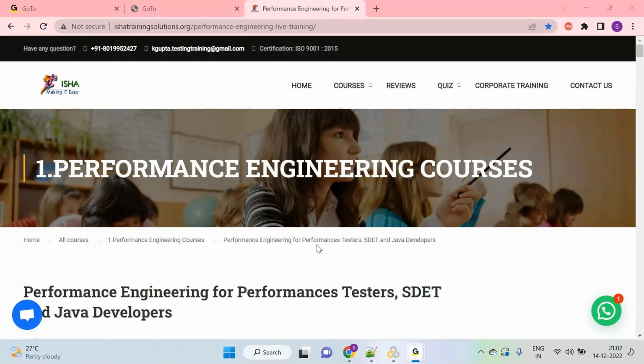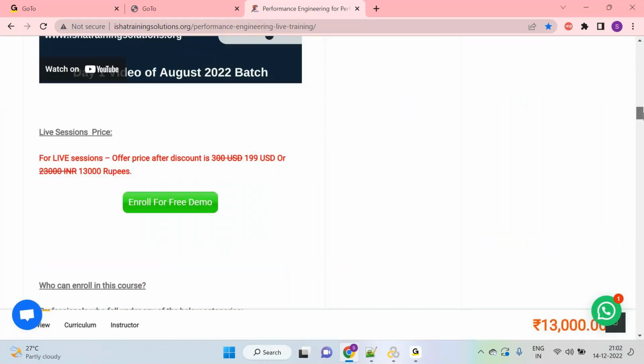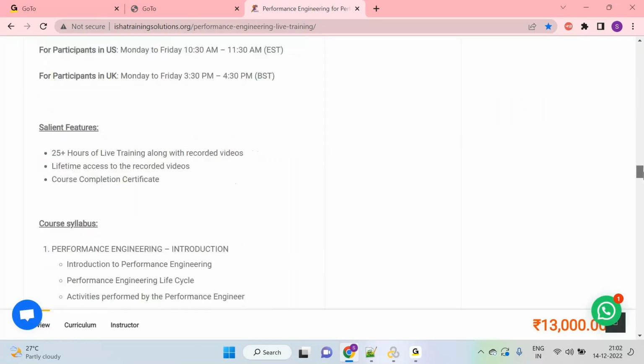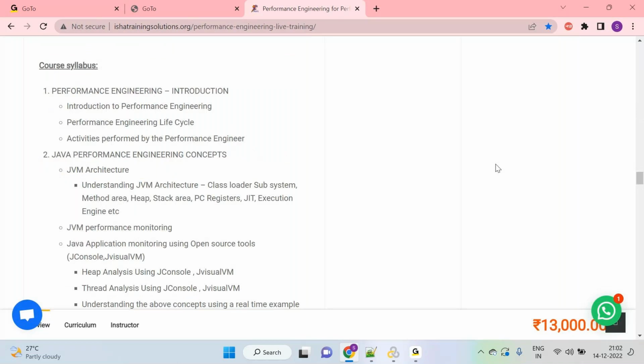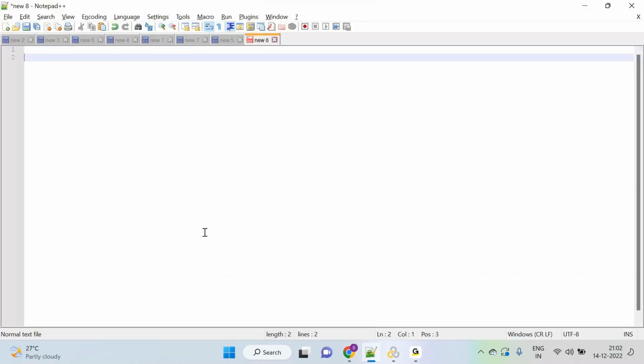In yesterday's session, we were discussing the course content, what we are going to learn with respect to the performance engineering topic. Today we are going to start and understand the introduction to performance engineering.